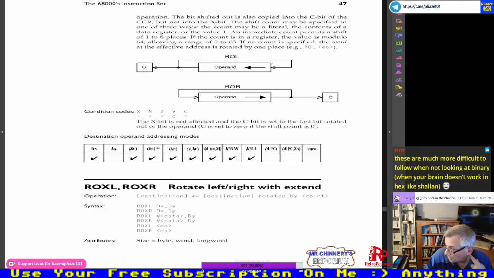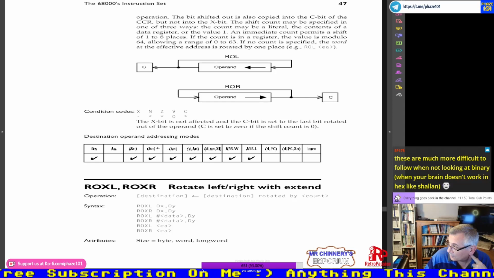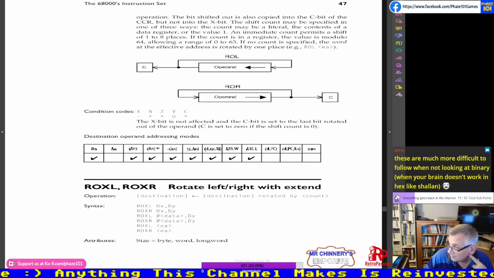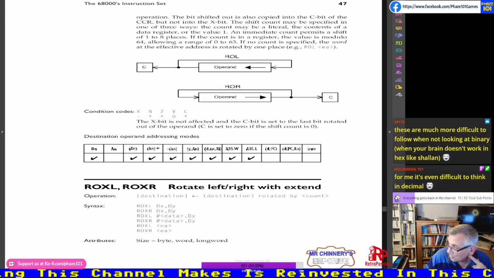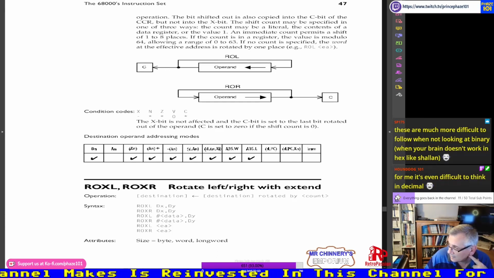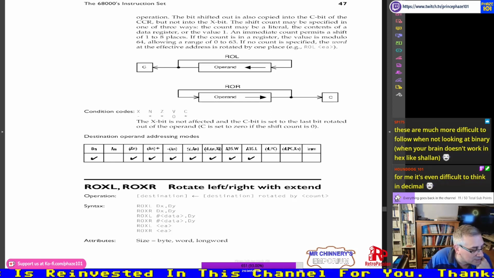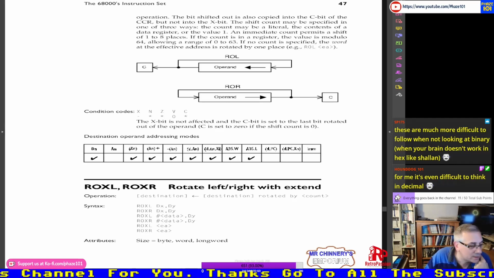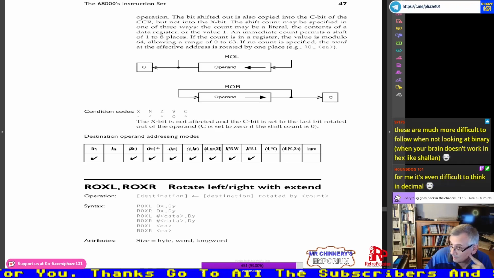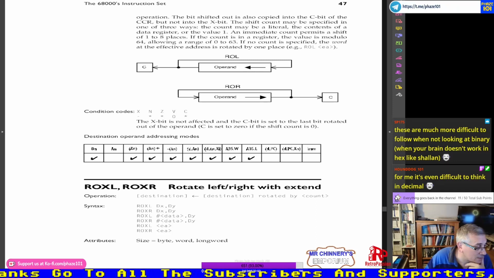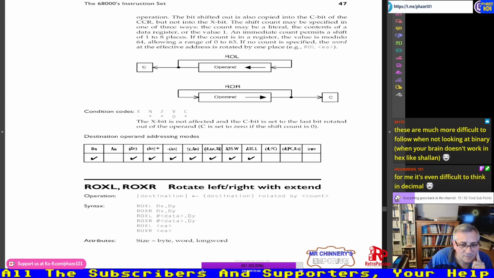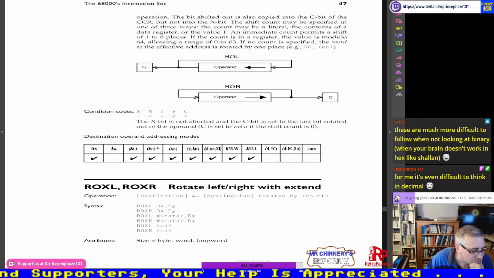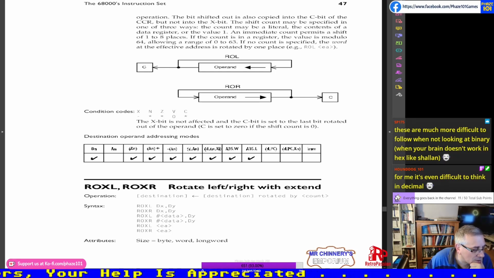There. So you can see, rotate left, what goes out comes in on the other side. And rotate right, what goes out, the least significant bit, goes into the most significant bit. That's all you need to remember. Also, there's a copy of it in the carry flag, as you can see in both cases here. Whether it's byte, word, or long word, it's always the same.